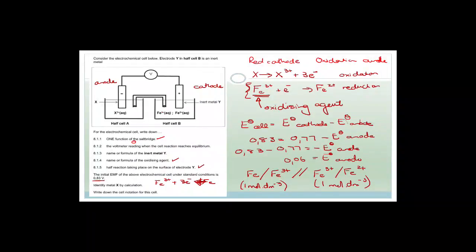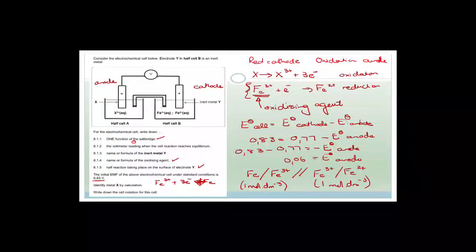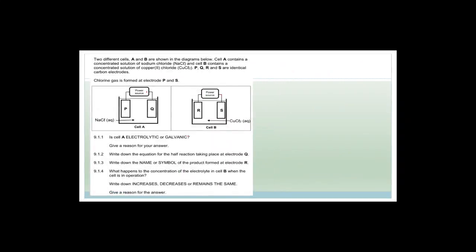Now you've got two different cells. Note the difference. This is obviously a galvanic cell because we've got two halves and we've got a salt bridge, okay? And these are obviously electrolytic cells. Also, what gives it away is that these have got power supplies, whereas this has got a voltmeter. And that's the main reason, okay? Because this is a voltmeter, means we are getting electrical energy out of it. Whereas we're having to provide electrical energy to make something happen.